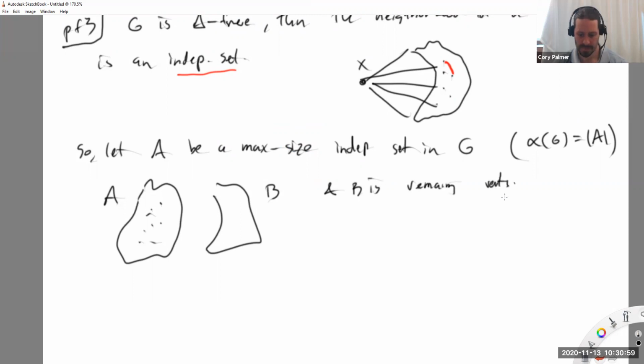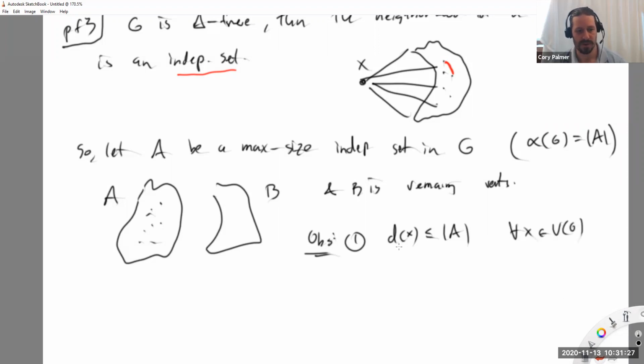Okay, so two quick observations. The degree of any vertex X is at most the size of A, because the neighborhood of a vertex is an independent set. So you can't have any vertex with more neighbors than the largest independent set; it gives rise to an independent set. So I can say this for all vertices X. In other words, the maximum degree of the graph is bounded above by the size of A, of course.